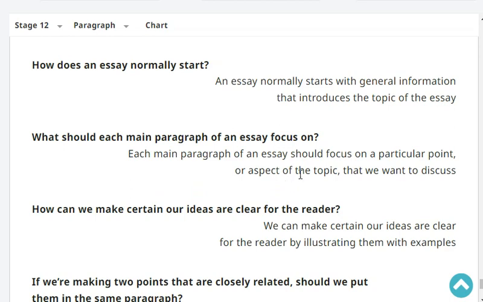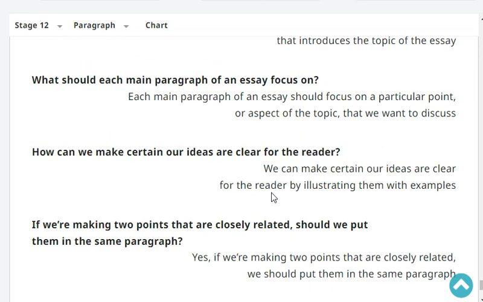How does an essay normally start? An essay normally starts with general information that introduces the topic of the essay.